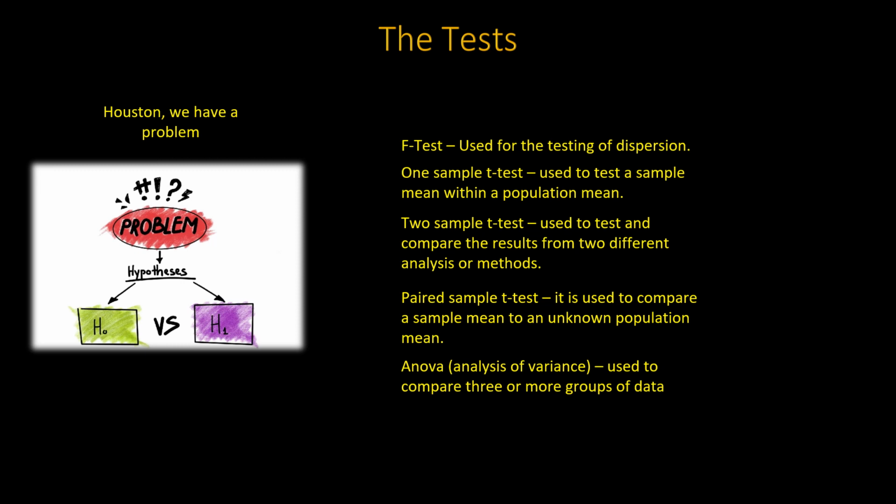The last available test that may be routinely conducted is ANOVA. It is used to compare 3 or more groups of data. Mathematically, it is a little more cumbersome, although the math is relatively simple. So let's start with the F-test.